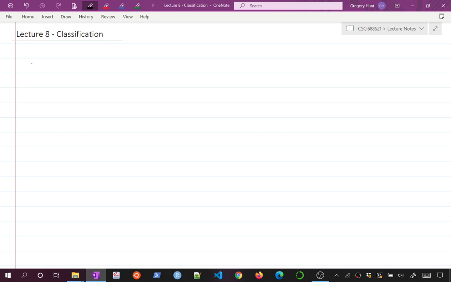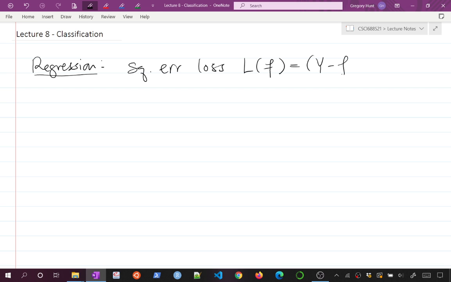So for regression, we had what was called the squared error loss. This we call L of f, kind of generically y minus f of x squared. For classification, we don't use a squared error loss because of the classification setup.